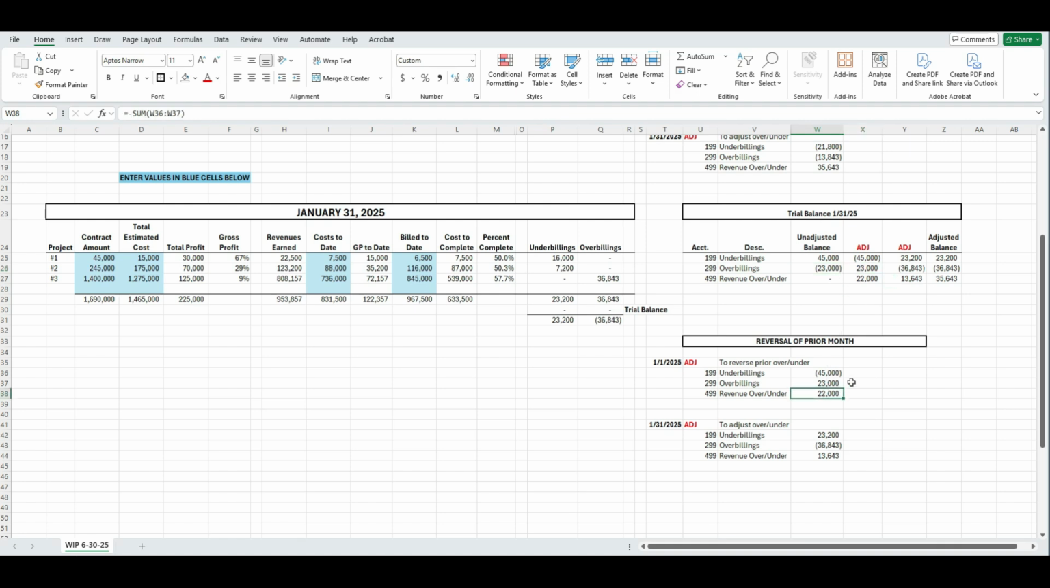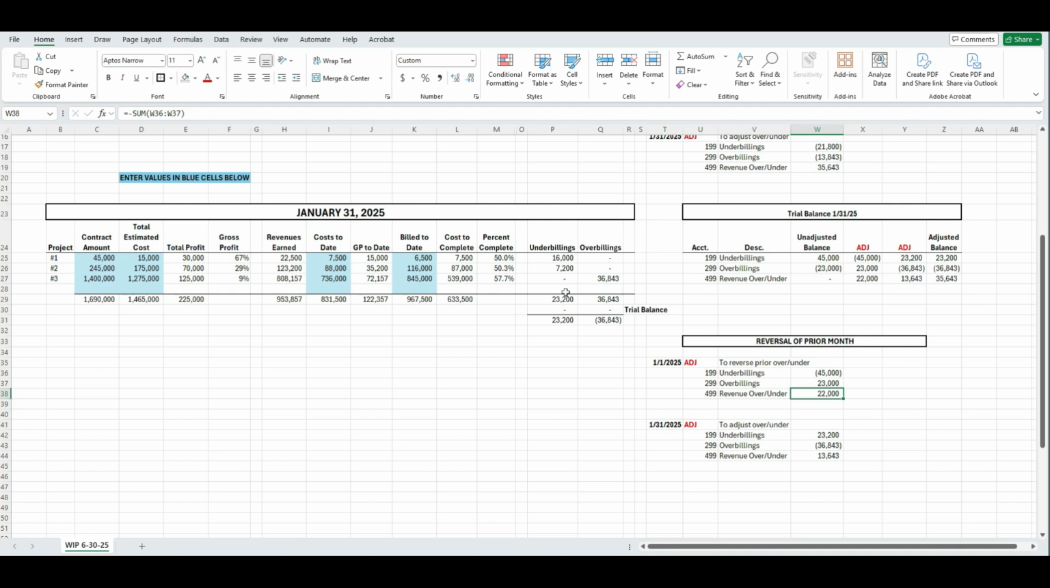Just like in the previous entry, there is an entry to revenue over under to balance that entry. We decreased underbillings, which decreases revenue. We decreased overbillings, which increases revenue. So there's a net change of $22,000. That's a total decrease in revenue.